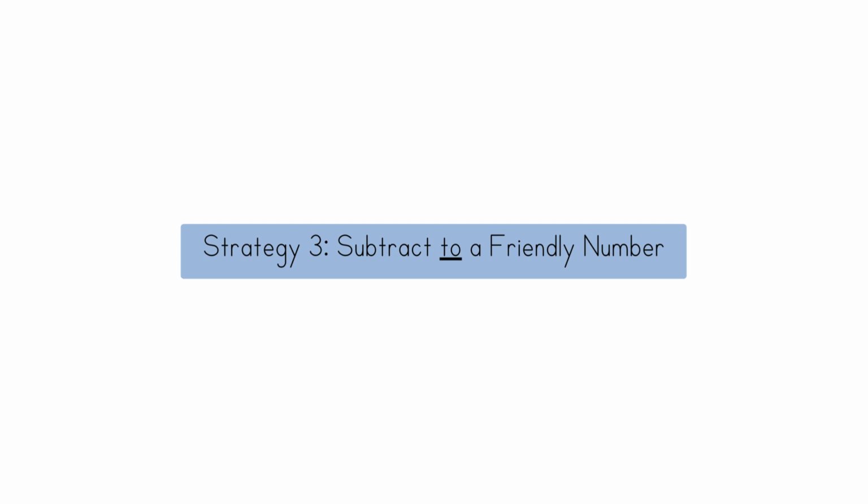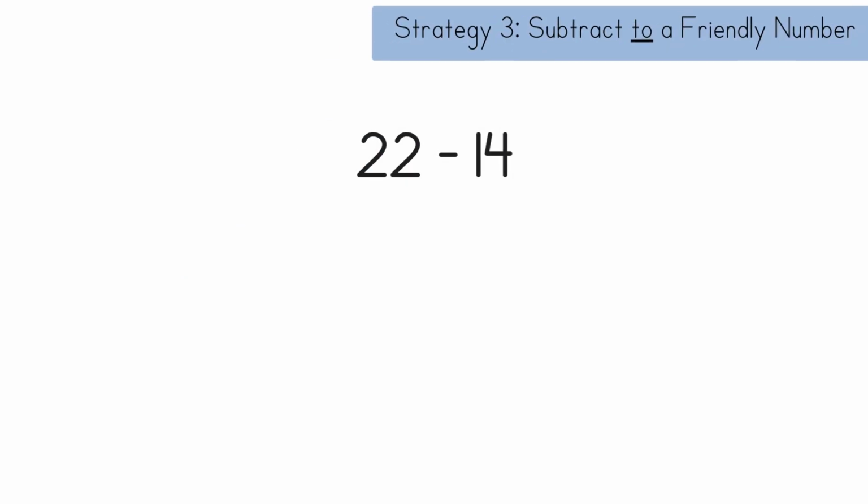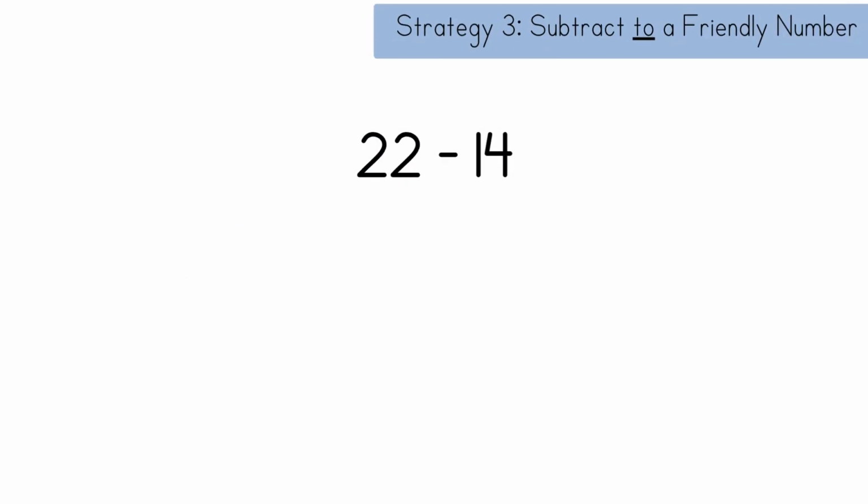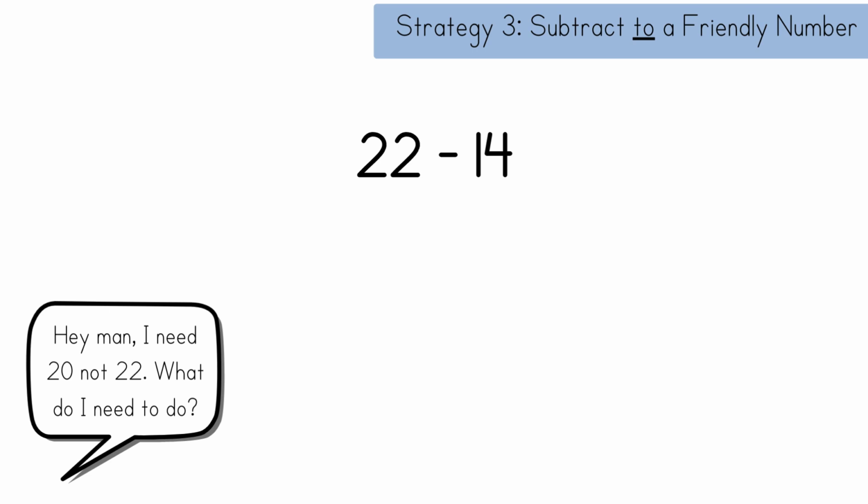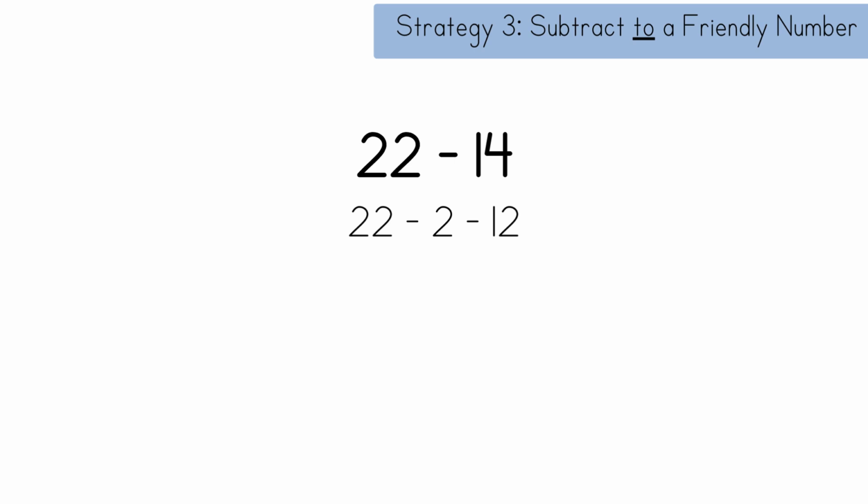Next strategy, strategy number 3, subtract to a friendly number. My brain doesn't always find this one, but when I see it, I'm like, oh, that makes so much sense. See, everyone's brains are different. 22 minus 14. You're looking at this and you go, well, 22 is very close to 20. What do I have to do to 22 to get to 20? Yeah, I have to take away 2. Well, good news is there's 2 in 14.